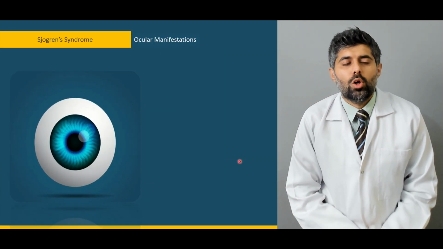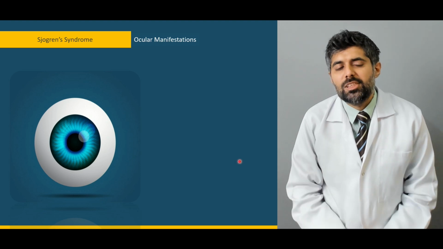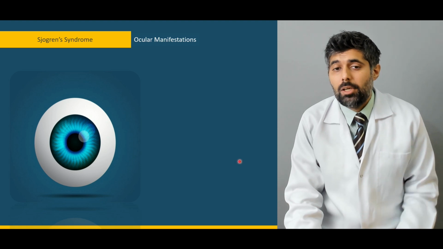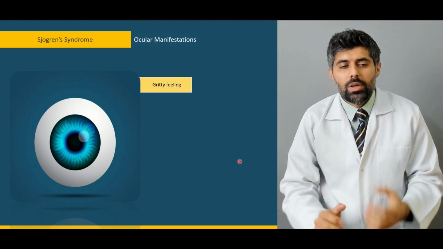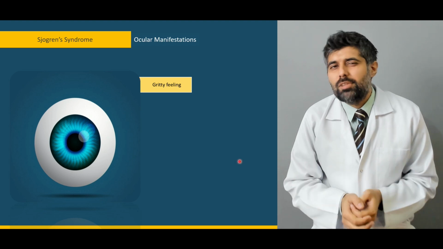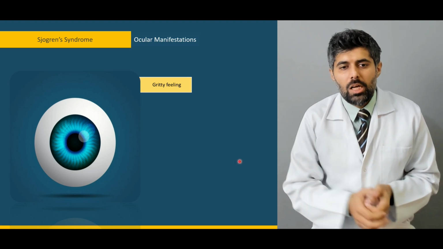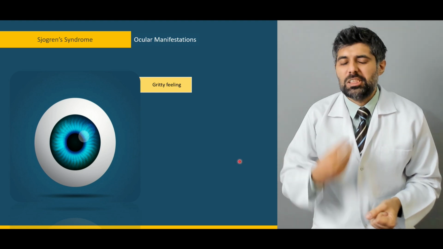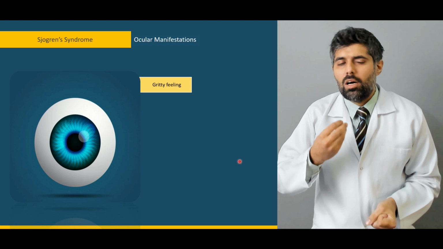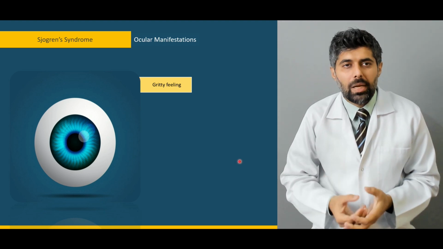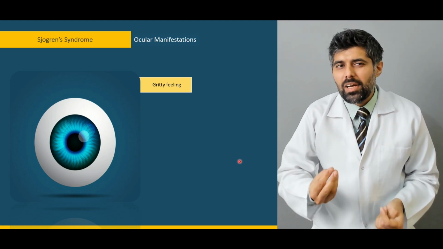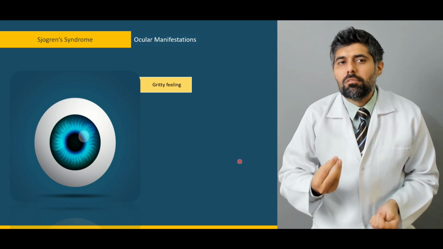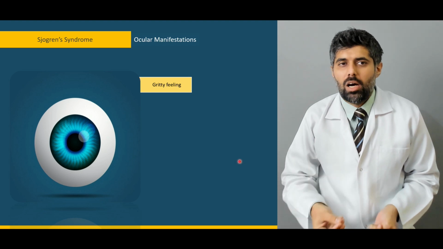Next, we're going to talk about ocular manifestations in Sjogren syndrome, and these are very important. Whenever there is some kind of ocular manifestation in this syndrome, the patient usually complains that their eyes are very sticky, they are unable to blink, and they have a very characteristic sandy or gritty feeling whenever they try to blink or close their eyes.